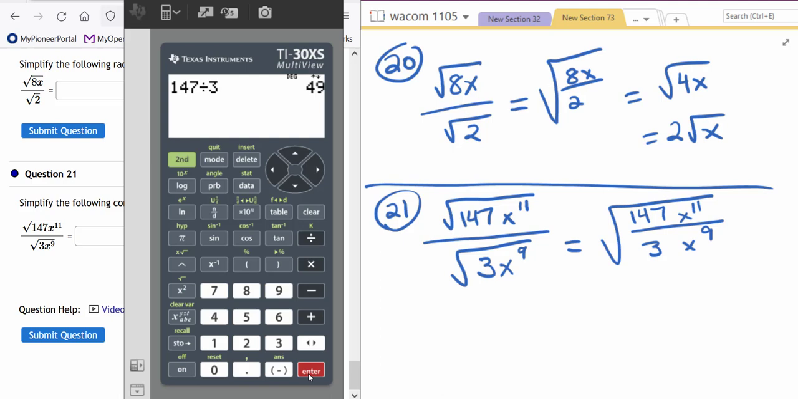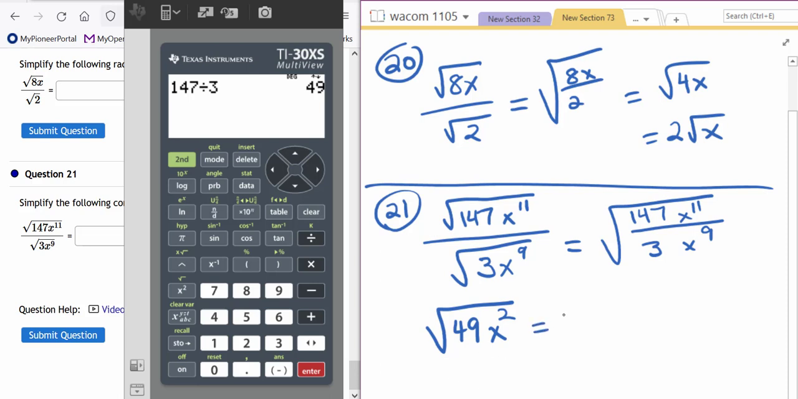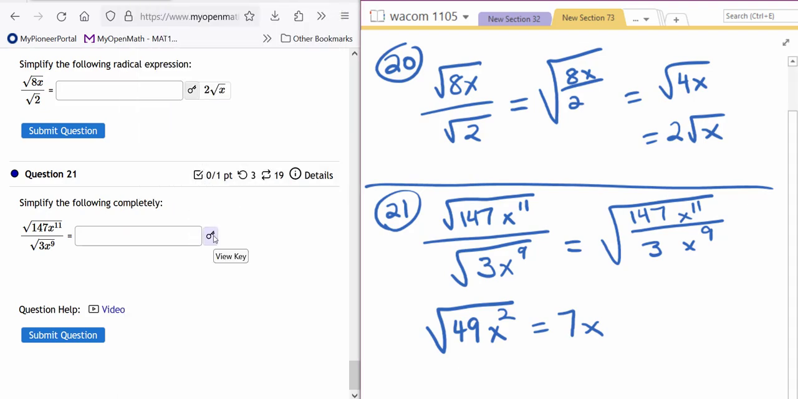So I am under my square root. I have 49, which we're happy about. Remember, subtract when you have a fraction with variables. So 11 minus 9 would be 2. And these are both perfect squares. Square root of 49 is 7, and square root of x squared is going to be just x. So both of these end ones, it's better to put them back together because they would reduce.